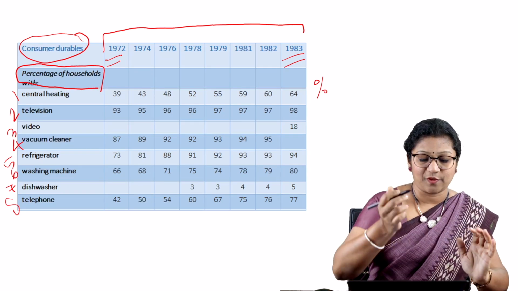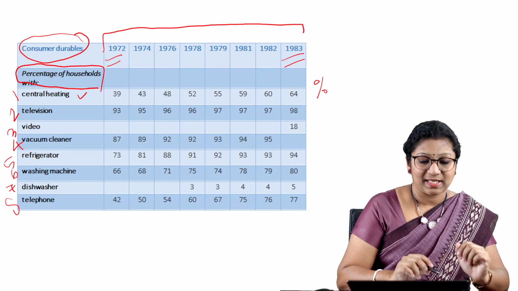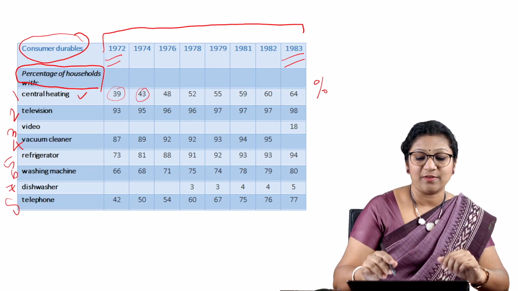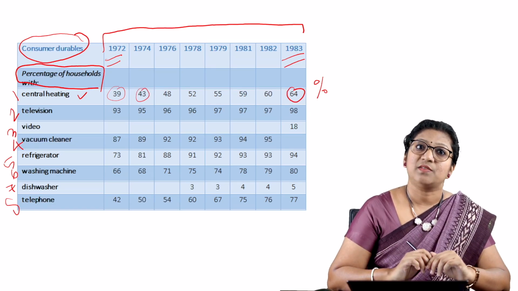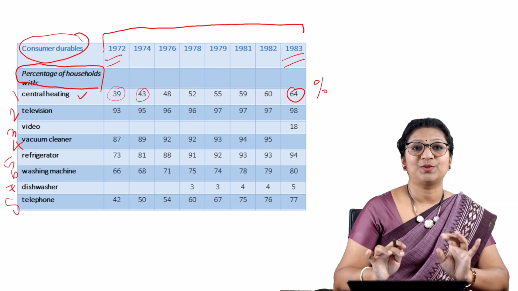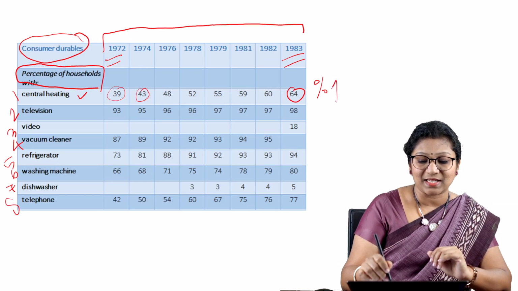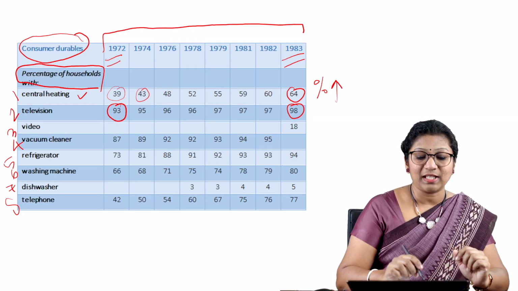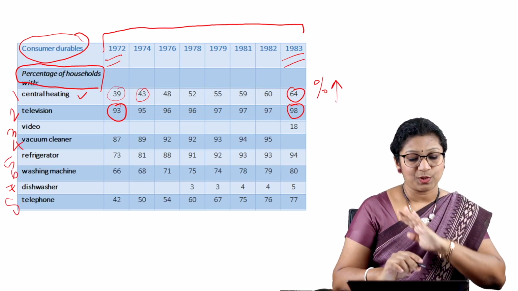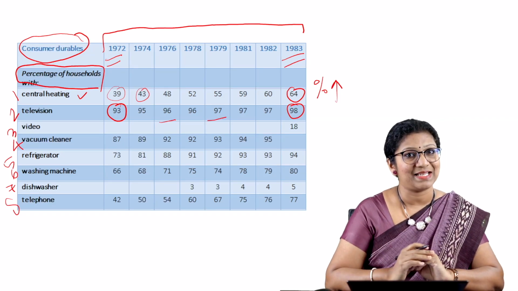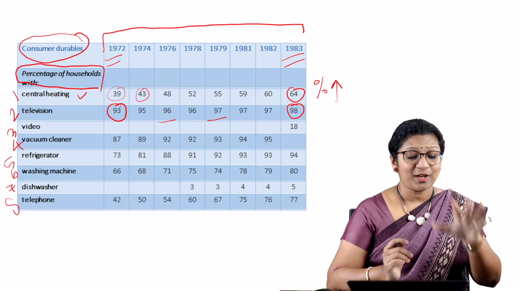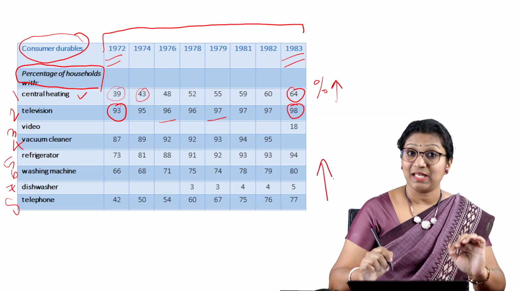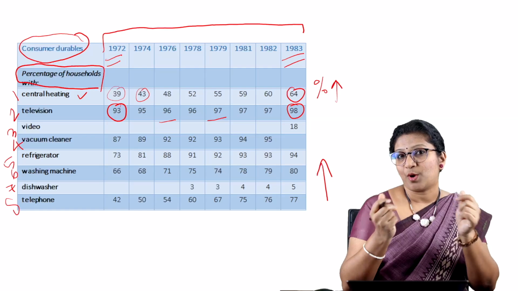And if you look at the numbers, for instance, look at central heating system. What does it say? 1972, 39%. 1974, 43%. And if you compare that to 1983, 64%. So overall, what do you see when you go through the numbers? You can see an increasing trend. What about television? From 93% to 98%. And if you look at the numbers in between, you can see a gradual growth, 96 to 97 and then 98. Similarly, when you run your eyes through all of these different consumer durables, you can see that all of them show an increasing trend, but you can also see a small difference here.